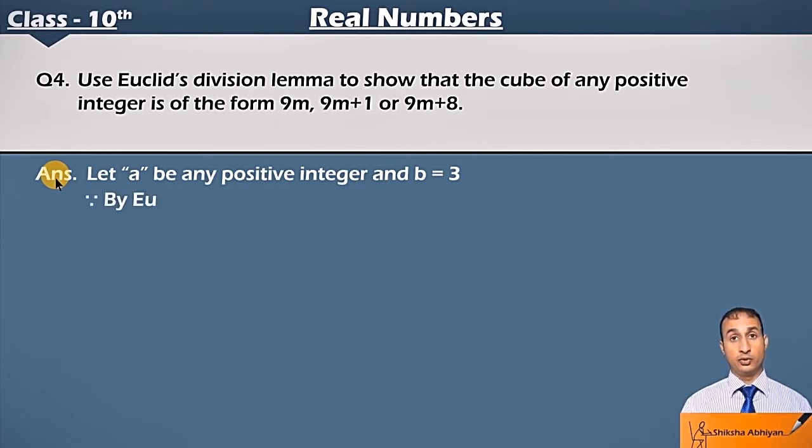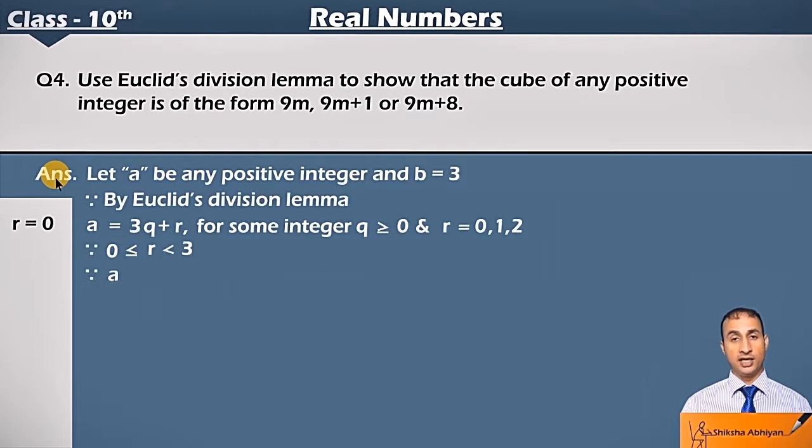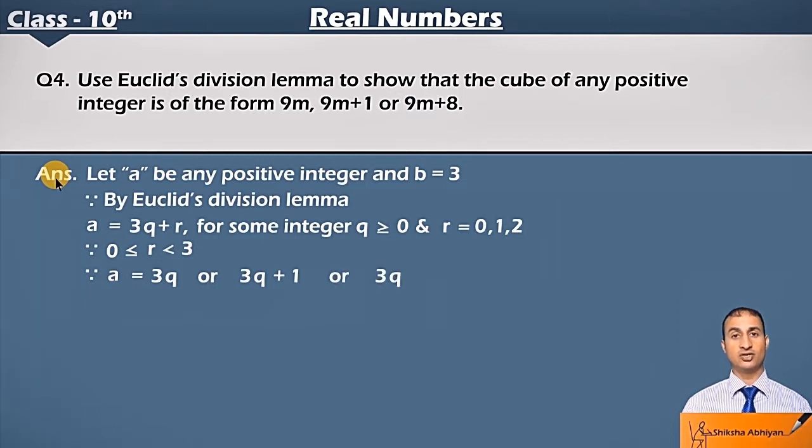So therefore, by Euclid's division lemma, a can be written as a is equal to 3q plus r, where q is any integer greater than or equal to 0 and r is equal to 0, 1 or 2, since r is greater than or equal to 0 and less than 3, because 3 is the divisor. So here 3 cases arise. When r is equal to 0, a is equal to 3q. When r is equal to 1, a is equal to 3q plus 1. And when r is equal to 2, a is equal to 3q plus 2.